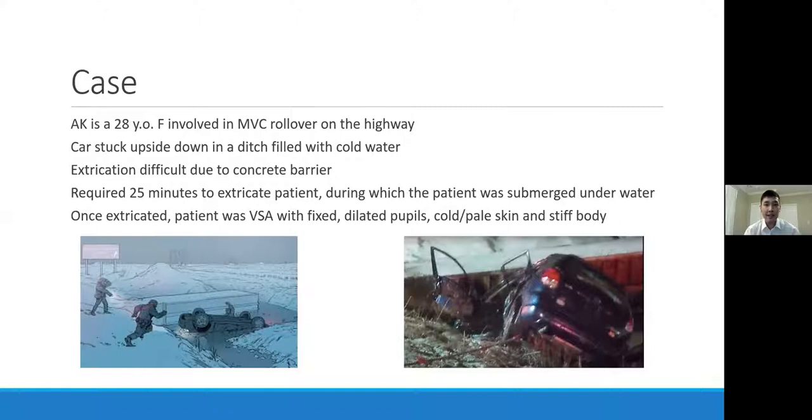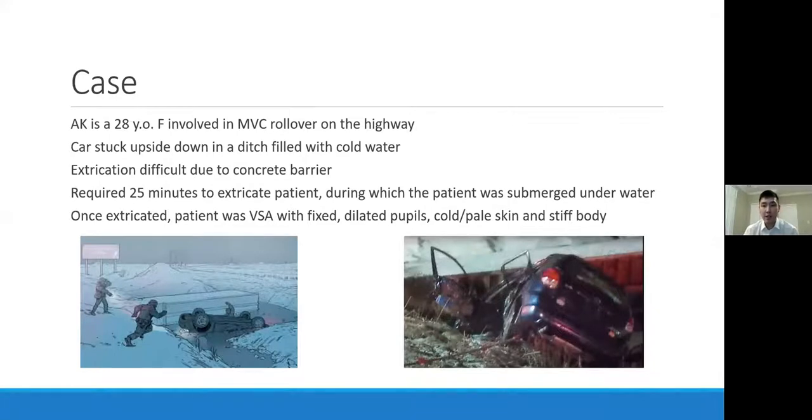AK is a 28-year-old female patient who was involved in an MVC rollover on the highway. It was a cold winter night and the roads were very slippery. Unfortunately, when her car slid off the highway, it rolled over and landed upside down in a ditch filled with cold water. You can see the illustration in the bottom left. It was stuck between a concrete barrier and the ditch, and so the car doors could not be opened.